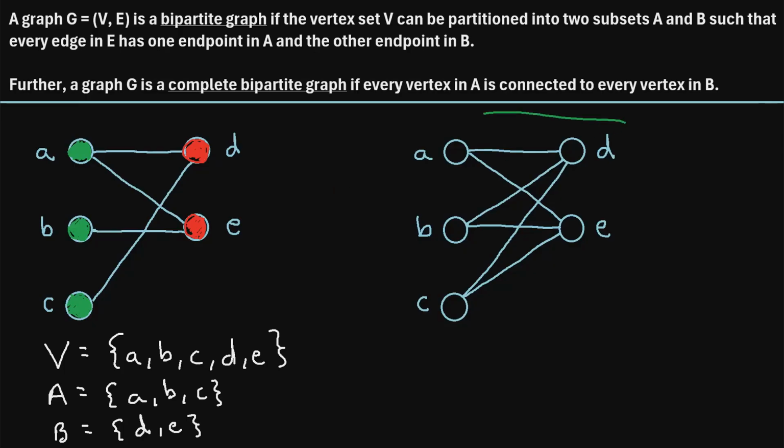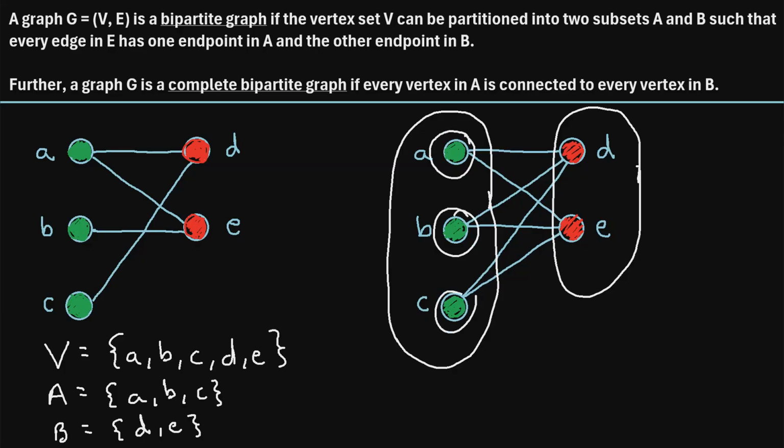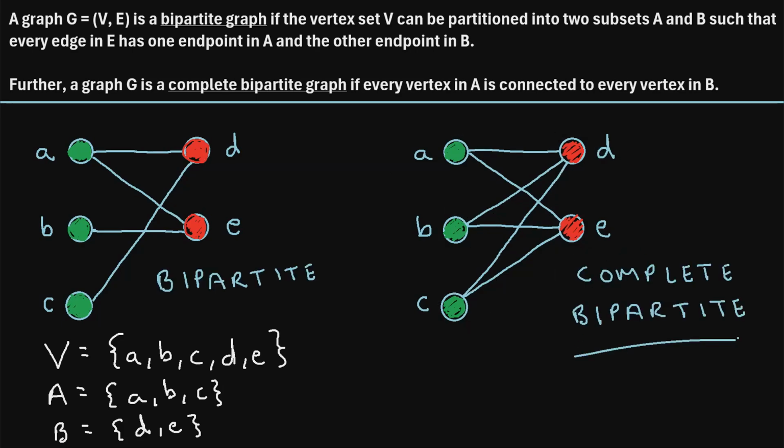But if we jump on over to this graph right here, we'll find that we're able to color the vertices in the exact same way. Or in other words, we're able to partition the vertex set into these exact same two subsets. But for this graph, we'll find that it is a complete bipartite graph because every vertex in subset A is connected to every vertex in subset B. So we would call this graph a complete bipartite graph compared to this graph, which is just a bipartite graph.